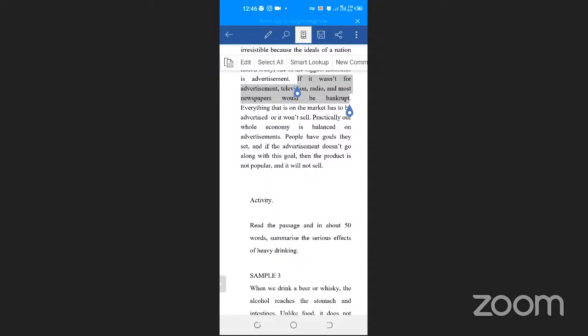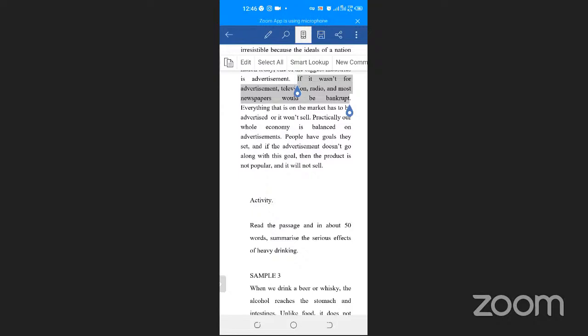But which points are being talked about? Are they not only outlining television, radio, and newspapers? Yes, because when you say "if it wasn't for advertisement," that comma is separating the first phrase, "if it wasn't for advertisement," and that is not what we want. What we want is an outline, which is television, comma, radio, comma, and most newspapers would be bankrupt.